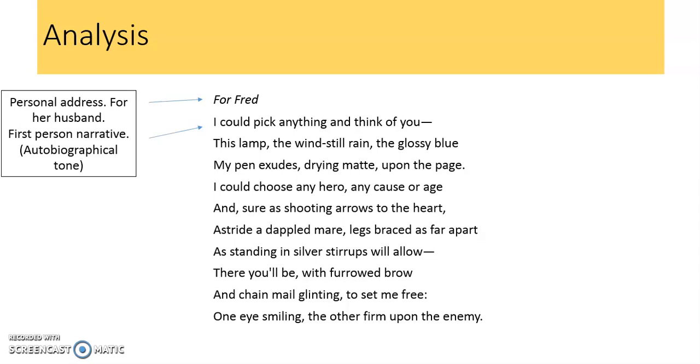So the poem begins, "For Fred, I could pick anything and think of you." It has a personal address at the beginning of the poem, and is clearly addressed to her husband.